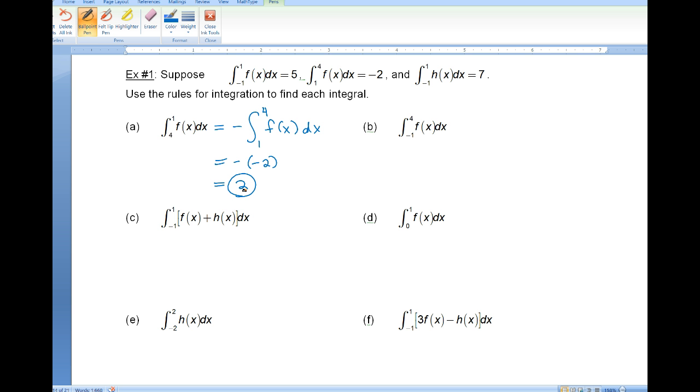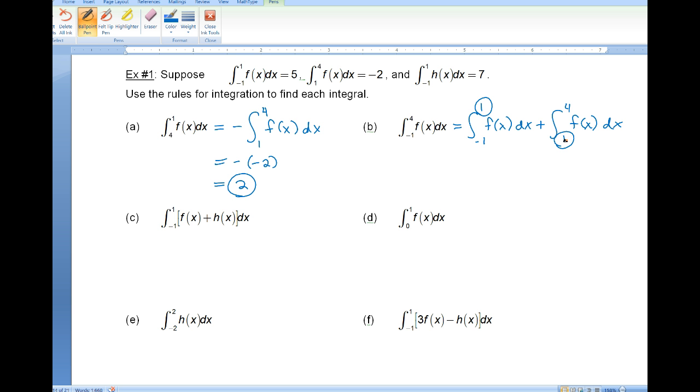All right, next one. From negative 1 to 4. Now, I have from negative 1 to 1, and I have from 1 to 4. So if I actually combine these two, I'll have the entire area under the curve from negative 1 to 4. Notice that this upper bound and this lower bound have to be the same in order to be able to combine them. Wait, can you explain why you did that?